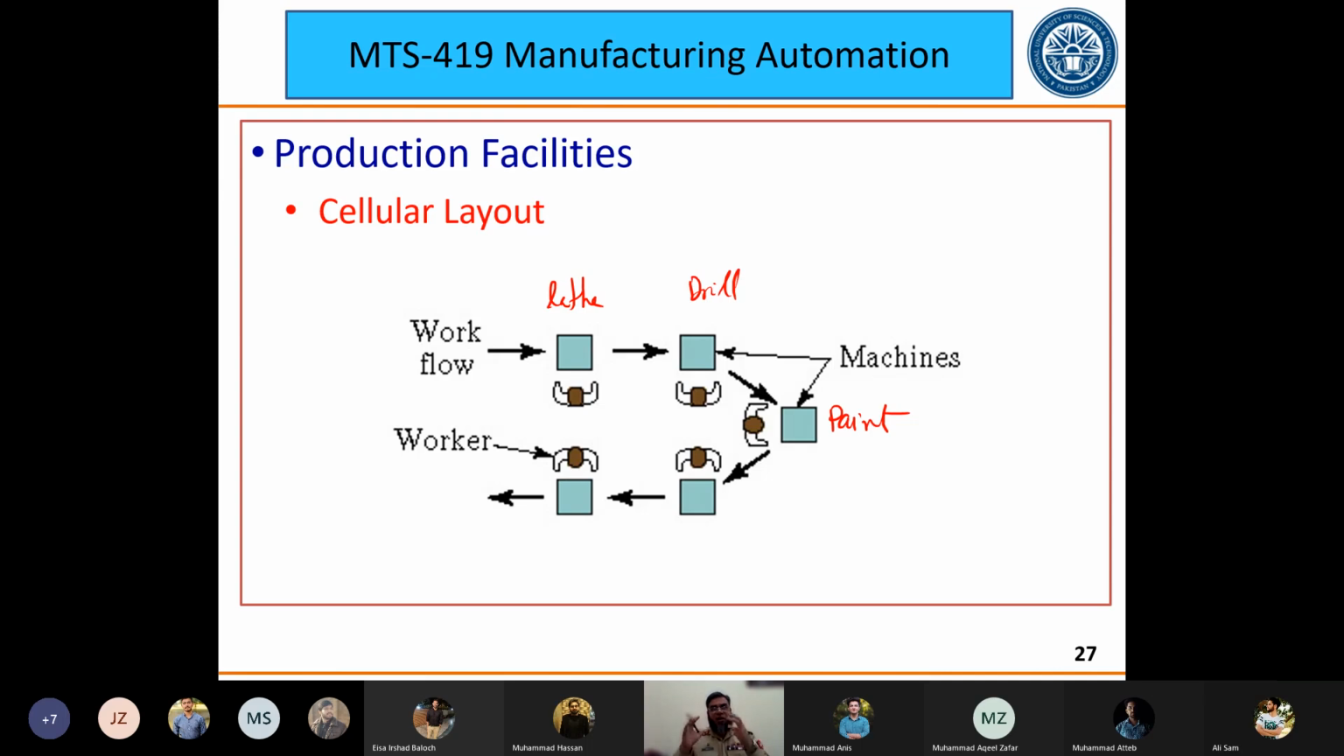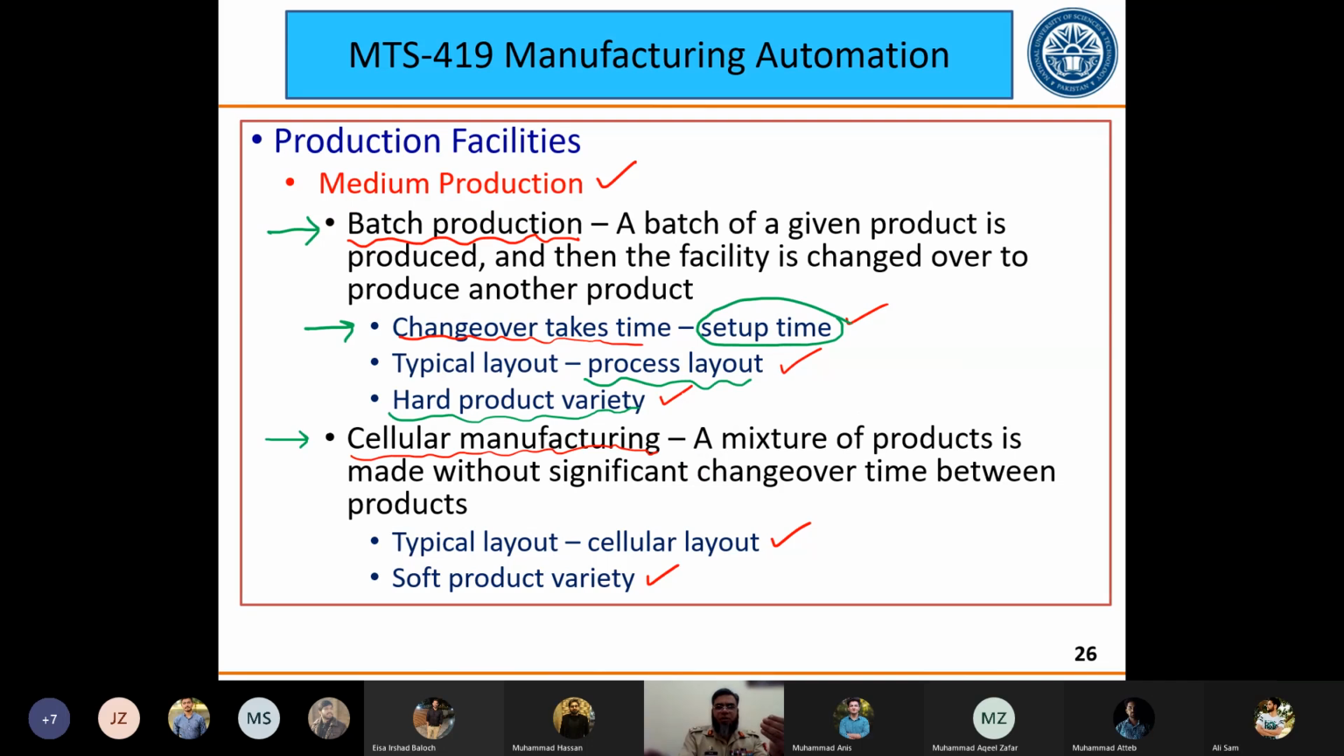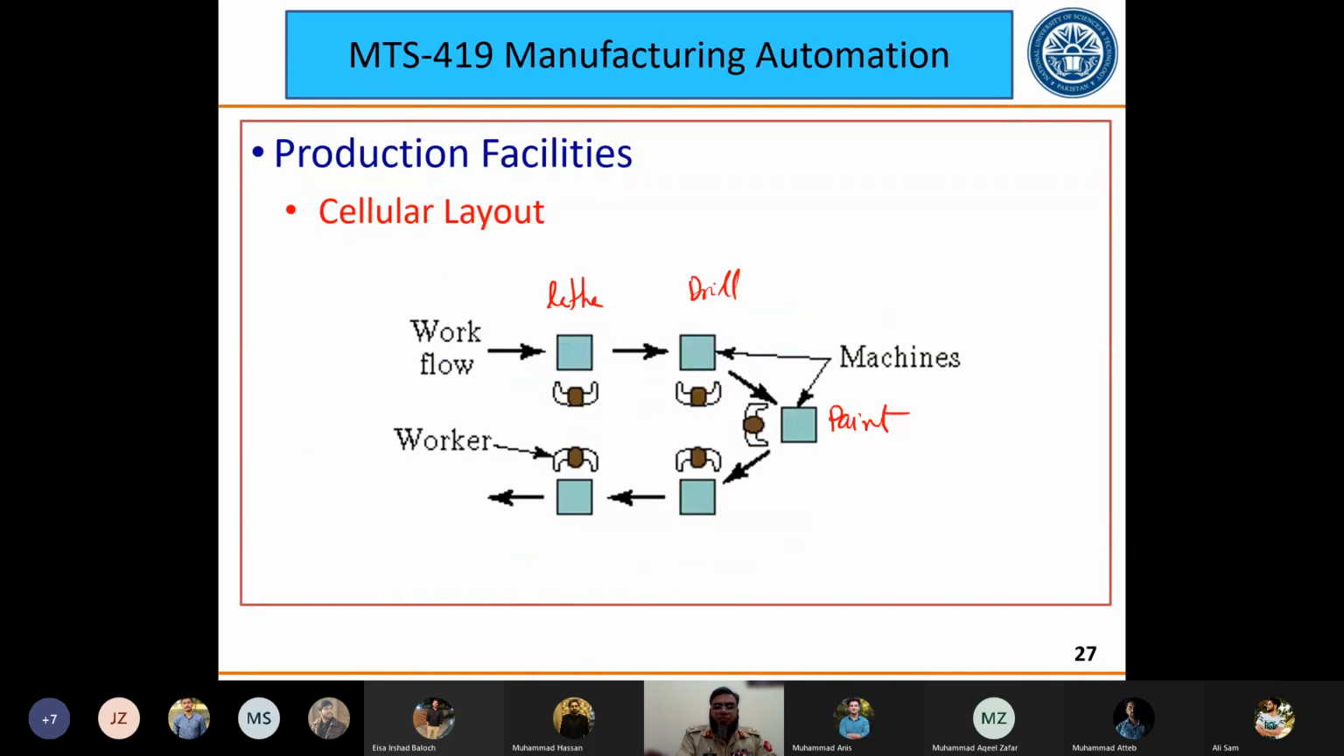ठीक है जी. सो ये मैंने पहले आपको लो प्रोडक्शन के लिए जॉब शॉप का लेआउट दिखाया, जॉब शॉप बताया. जॉब शॉप में हमने दो तरह के लेआउट पढ़ लिए, विच वर द फिक्स्ड लेआउट एंड द प्रोसेस लेआउट. फिर हम इधर आ गए जो मीडियम प्रोडक्शन था, इसके अंदर हमने दो तरह की चीजें पढ़ ली, या बैच प्रोडक्शन होगी या सेलुलर मैन्युफैक्चरिंग होगी. बैच प्रोडक्शन में हम प्रोसेस लेआउट यूज करेंगे एंड वी विल प्रोड्यूस हार्ड प्रोडक्ट वैरायटी, एंड सेलुलर मैन्युफैक्चरिंग में हम सेलुलर लेआउट यूज करेंगे फॉर द सॉफ्ट प्रोडक्ट वैरायटी.